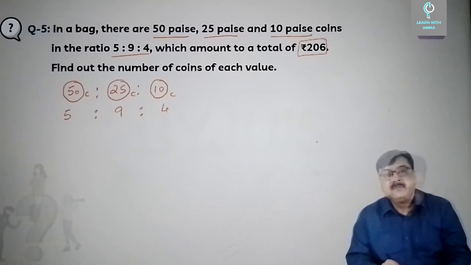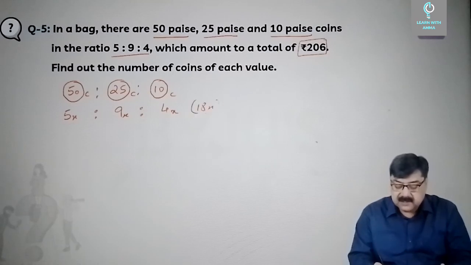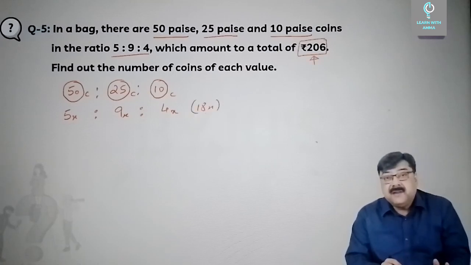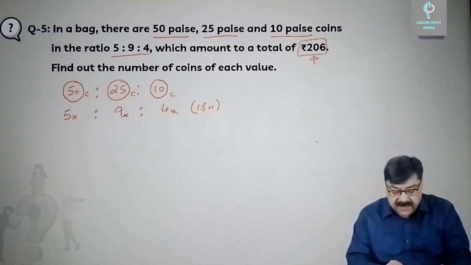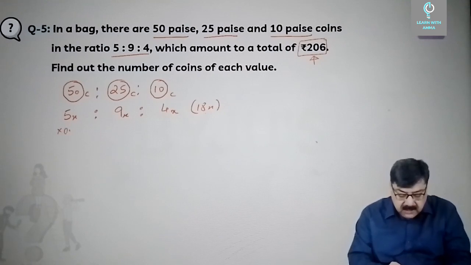5:9:4. Now what does it amount to? So this is 5x, this is 9x, this is 4x, the total here is 18x. Now first of all, let us find out the ratio between their values. See, 5x is the number of 50 paisa coins. So this should amount to how much? Into 0.5, let us say.